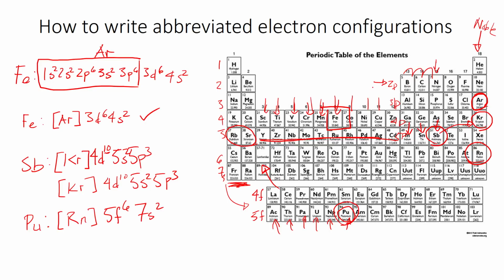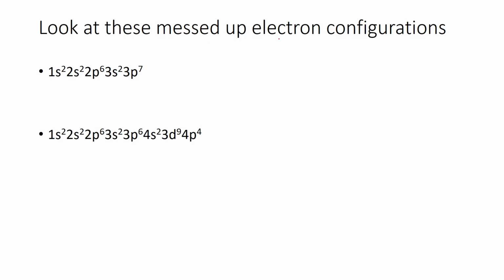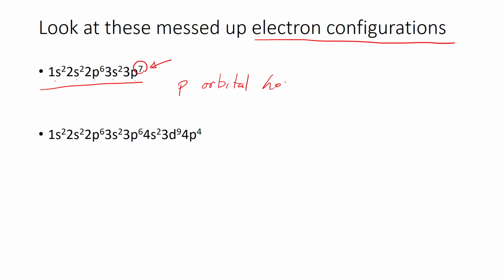Okay, let's do one more slide to see if you understand these things. So I have some messed up electron configurations here. Let's look at this one. 1s2, 2s2, 2p6, 3s2, 3p7. What's wrong here? Oh, yeah, of course. We know that the p orbital only holds 6, right? Remember that? The p orbital holds 6 electrons, not 7.